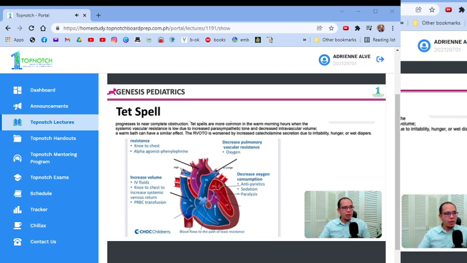So, increase in the volume, meaning increasing the volume going back to the heart. Okay? So you give your fluids, you give your knee chest to increase your venous return, or you transfuse if the patient is needing of blood transfusion. Okay? All of the premise ng management na to increase the volume is to increase the preload, para mas gumanda yung circulation ng heart. Okay?